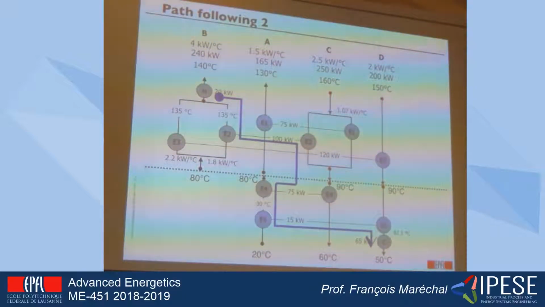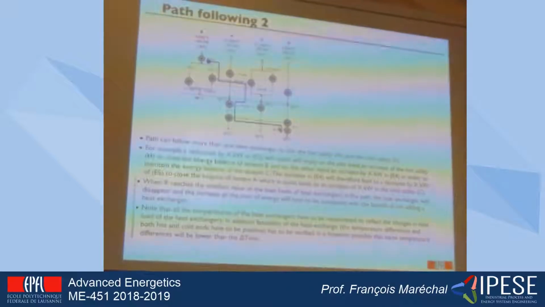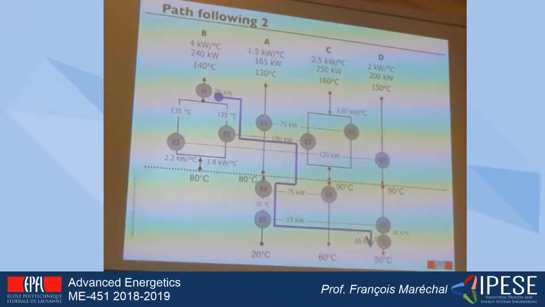Okay, but there were other paths that could be identified. So for example, going from here via the E2 through the E5 to go to the cold utility. So if I'm doing this path, what I will identify is the smallest one here, so the E5 is the smallest one. If I'm adding 15 kilowatt here, the E2 will be minus 15.